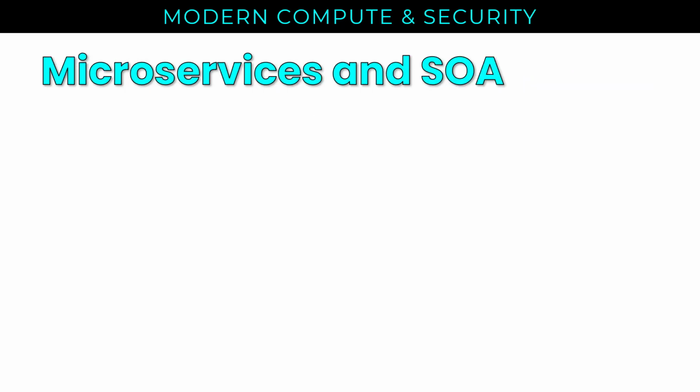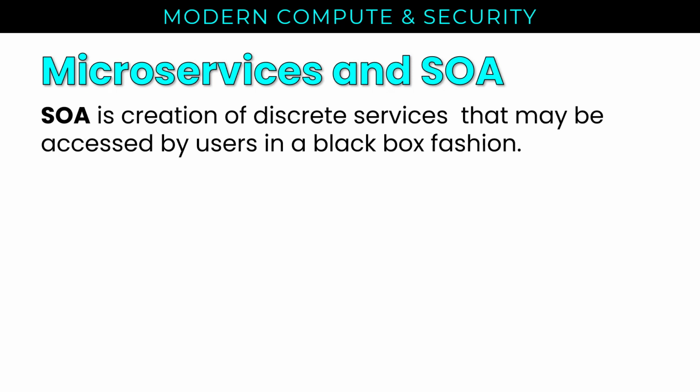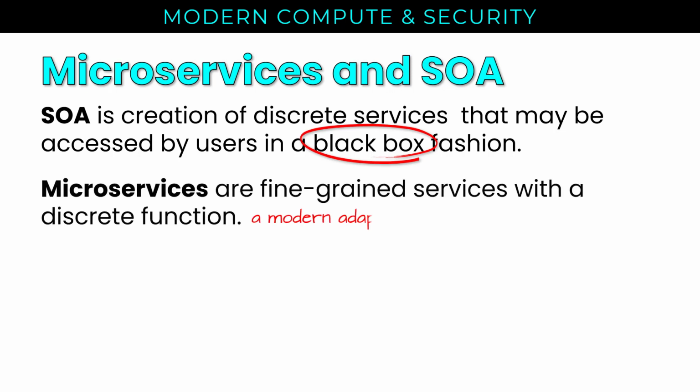So microservices and SOA, or service-oriented architecture. SOA is creation of discrete services that may be accessed by users in a black box fashion. You don't know exactly what you're dealing with. Microservices are fine-grained services with a discrete function. It's really a modern adaptation of service-oriented architecture to cloud computing.